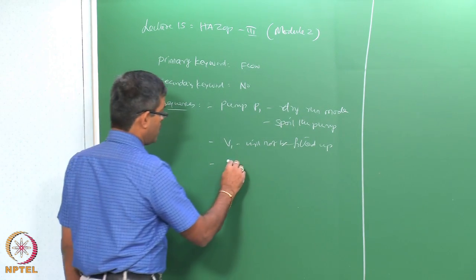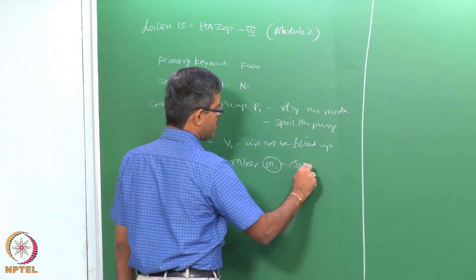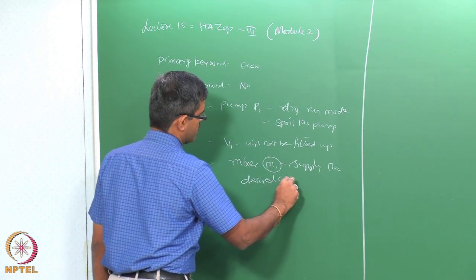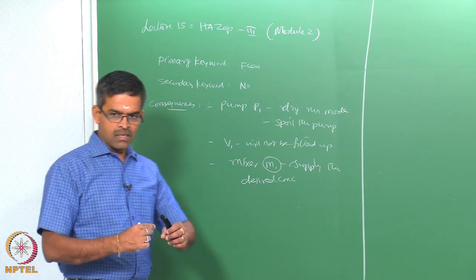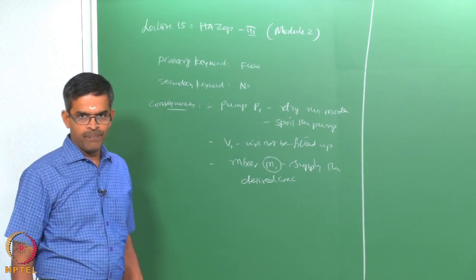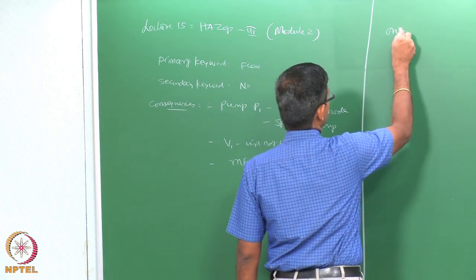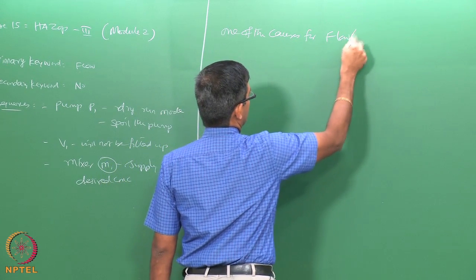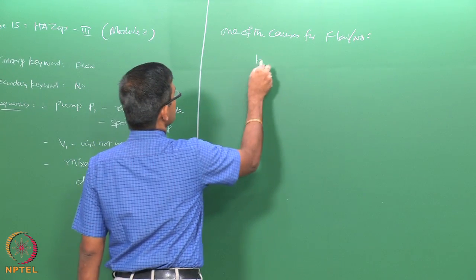Similarly, the mixer M1 will not be able to supply the desired concentration, because mixer M1 takes one external source, mixes that with the liquid from the tank T1 and gives the mixture output to the volume of the tank V1. Therefore, one of the causes for flow no could be the blockage of strainer S1.